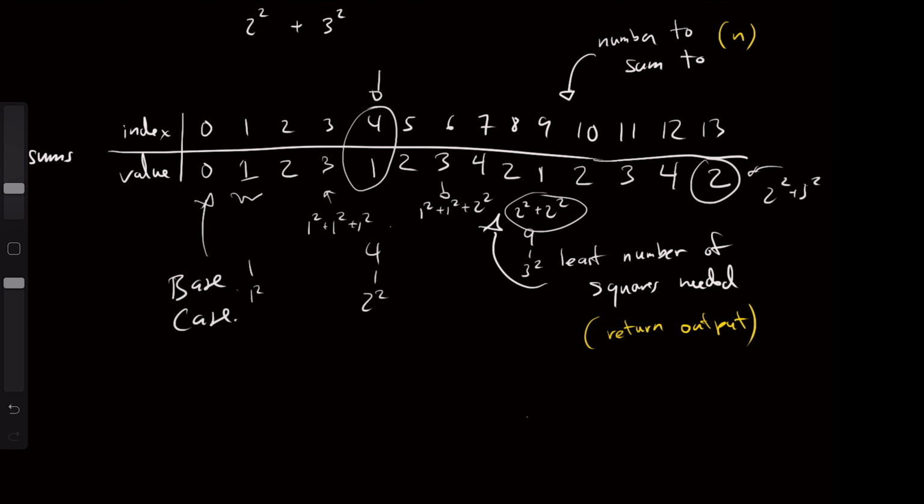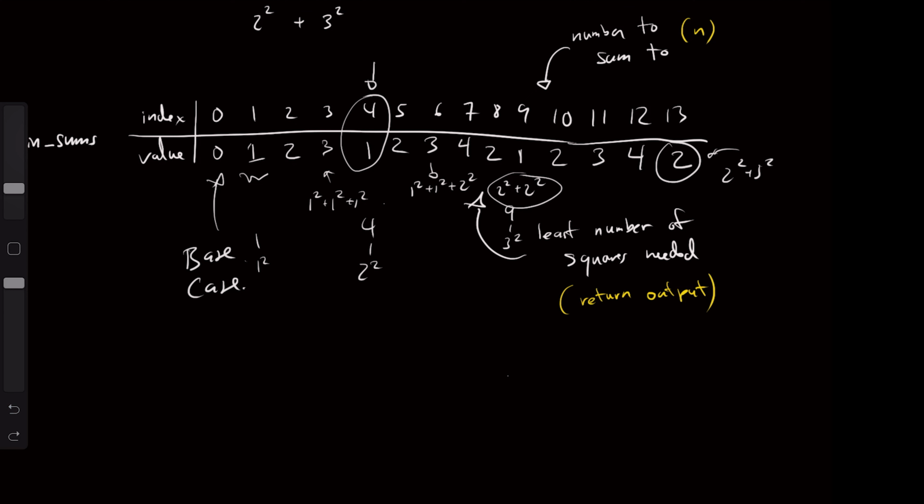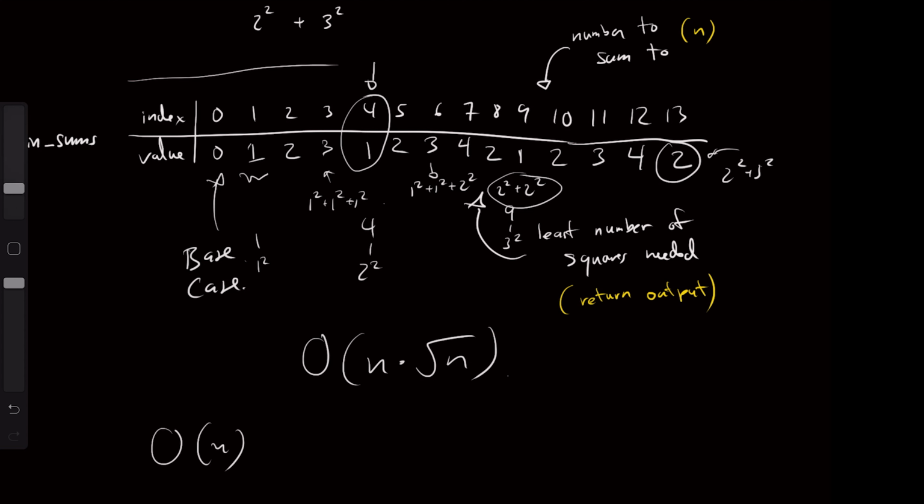Okay. So yeah, that's how you do dynamic programming. All right, so the question is, what is the time complexity? The time complexity for this is actually n times square root of n. The reason why is you need O of n to go through the whole array, right? Because you have to go from 0 to 13 to compute all of them in case one of them is more efficient than others. You're going to have to go through the whole array.